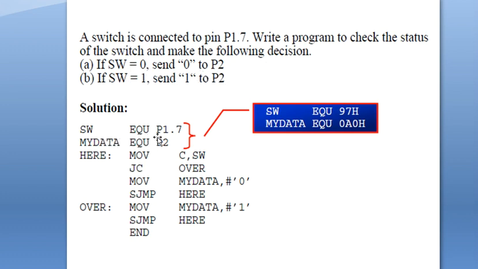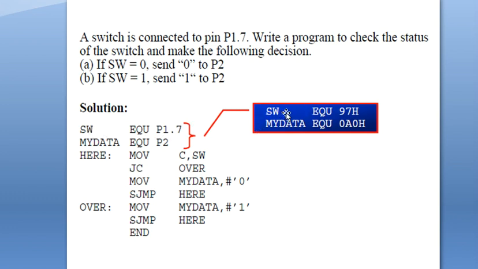So SW EQU P1.7, MYDATA EQU P2. So here EQU means equivalent. Whenever you get SW, it is as if it is replaced by P1.7, and MYDATA is replaced by P2, right? So there is no need to write P1.7, P2.7 continuously like that. Instead, you can just replace them using this directive. Whenever you want to use P1.7, you can just use SW.